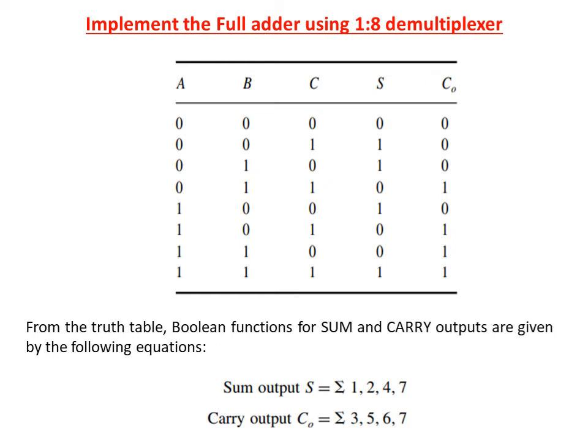Implement the full adder using 1:8 demultiplexer. This is the truth table representation for full adder. We have 3 inputs A, B, C and 2 outputs, sum and carry. From the truth table we obtain the expressions for sum and carry. The sum outputs are 1, 2, 4 and 7. The carry outputs are 3, 5, 6, 7.